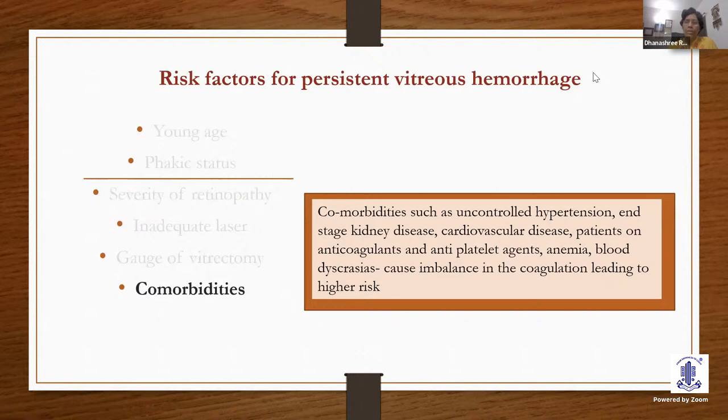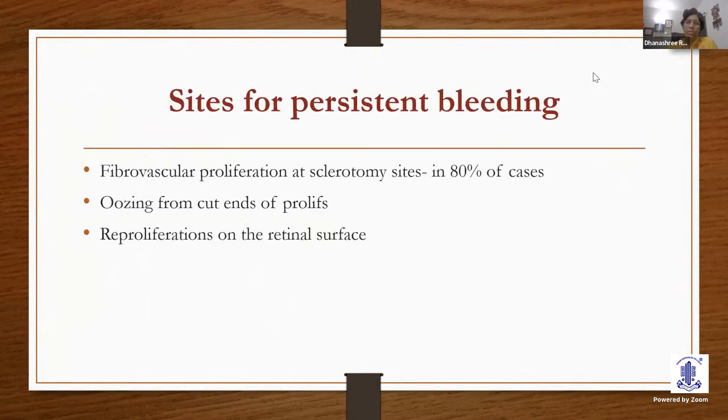And comorbidities are the most important risk factors here. Now, comorbidities such as uncontrolled hypertension, end-stage kidney disease, cardiovascular disease, or patients who are on anticoagulants and antiplatelet agents, or blood dyscrasias, anemia, all these patients tend to bleed a lot because of the imbalance in the coagulation system. So these are at higher risk of developing persistent vitreous hemorrhage.